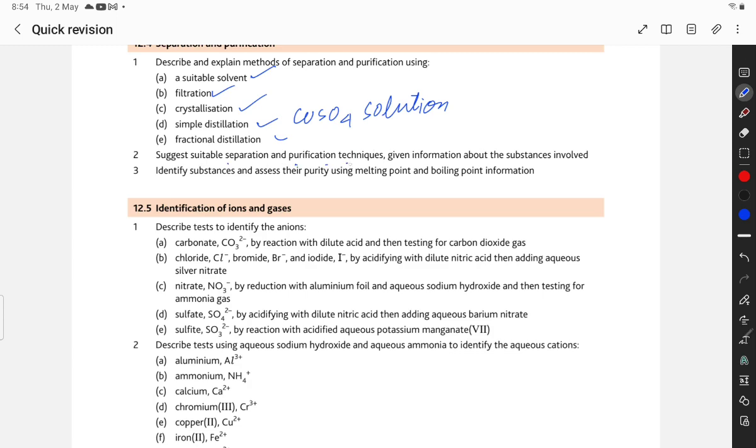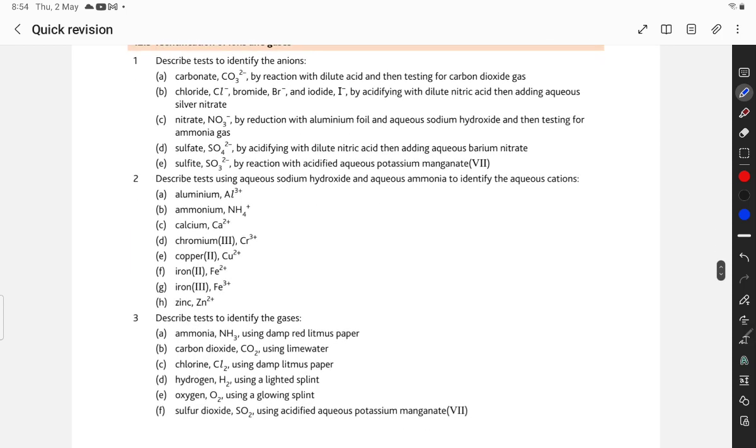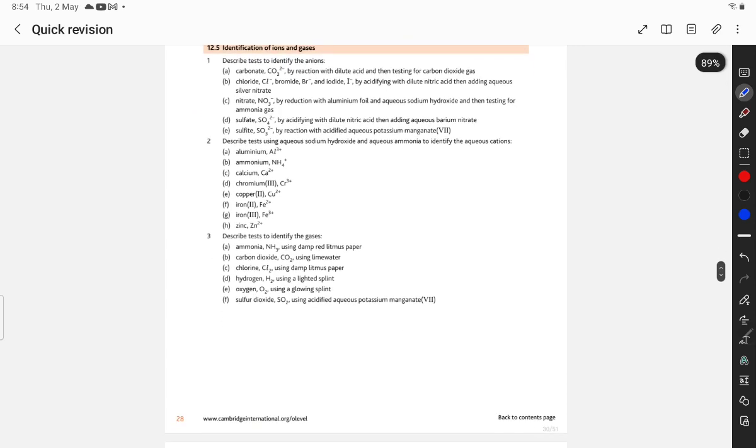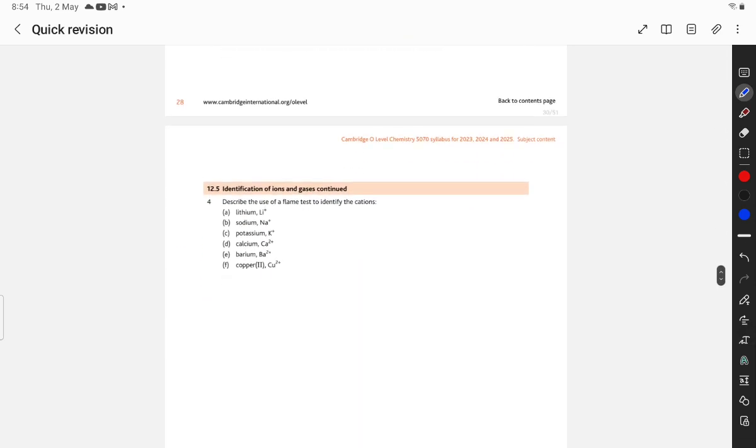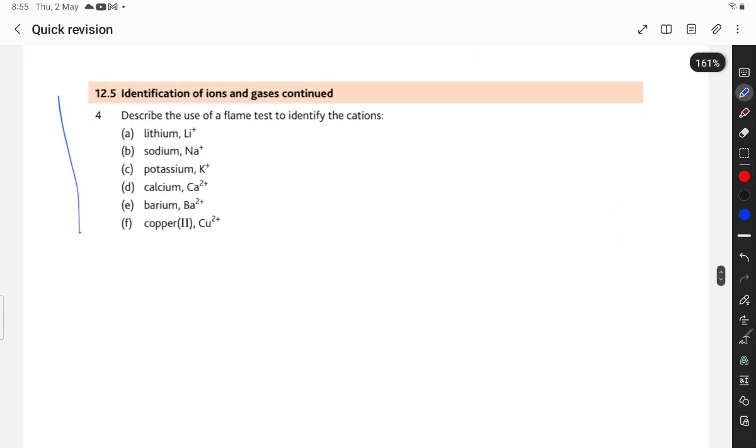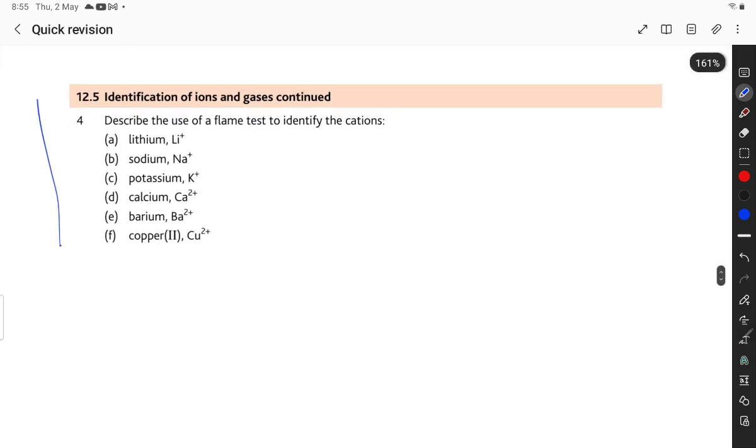Suggest suitable separation and purification techniques, given information about the substances involved, and identify the substance. Please learn all these tests: identification of ions and gases, and identification of ions and gases continued. Lithium, sodium, potassium, calcium, barium: flame test to identify the cations.